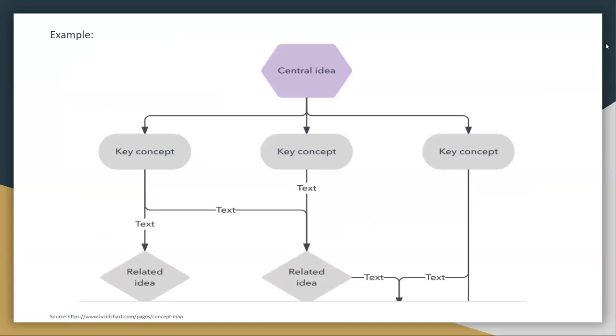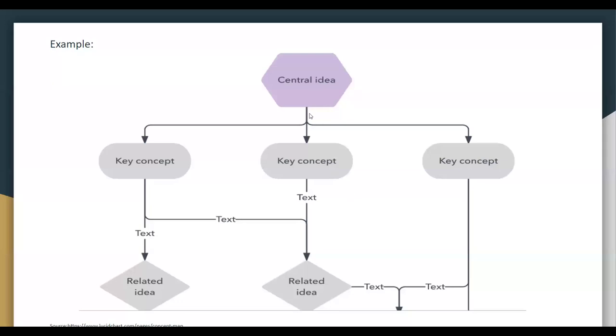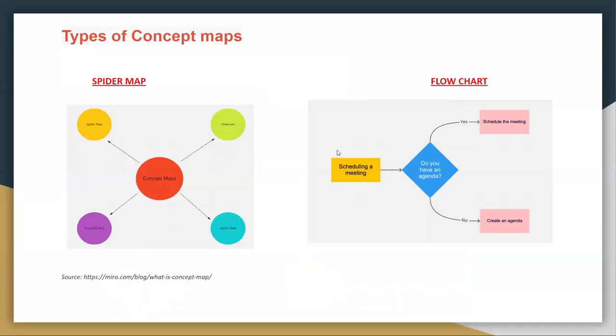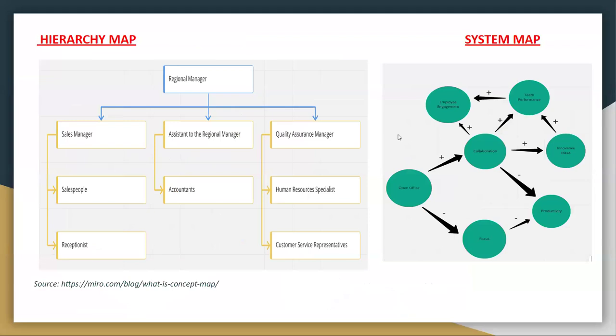You can draw a concept map in this manner also, where the central idea is broken into key concepts, and the key concepts or sub concepts are further broken into sub concepts. Then there is another example of the types of concept map. You can create the concept map in the form of a spider map, in the form of a flow chart, in the form of a hierarchy map, the system map.